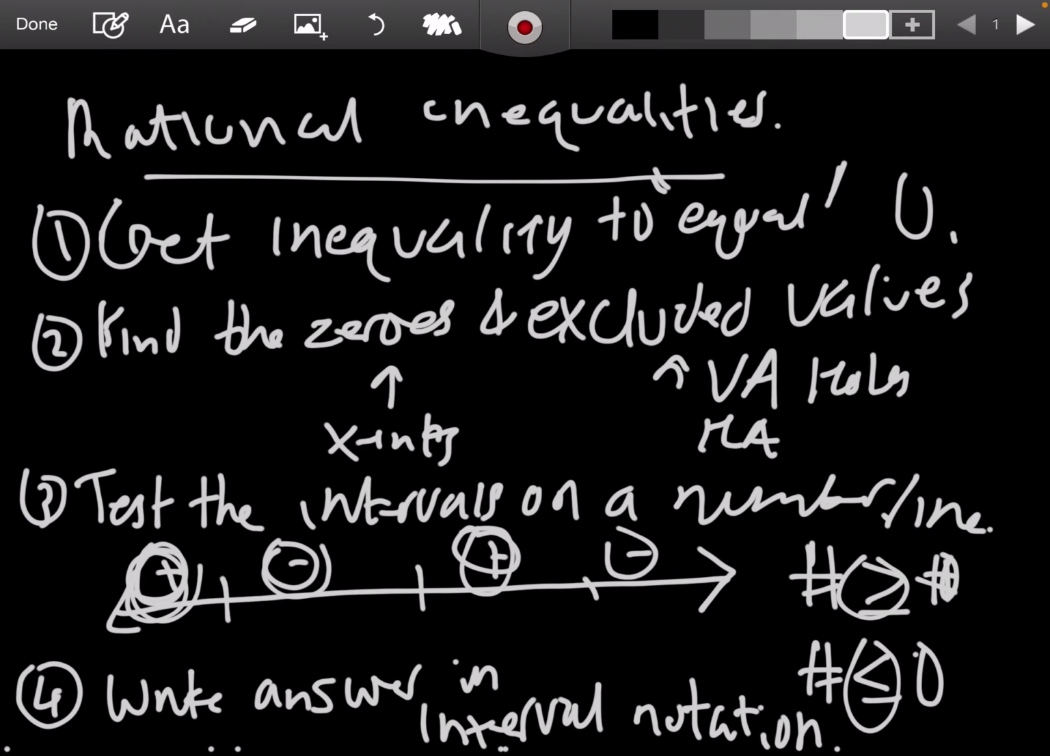And that is it on the steps to solving rational inequalities. And my friend Landon will show you guys an example with these steps.